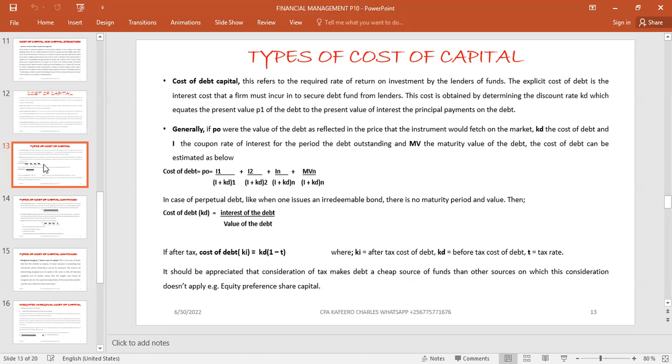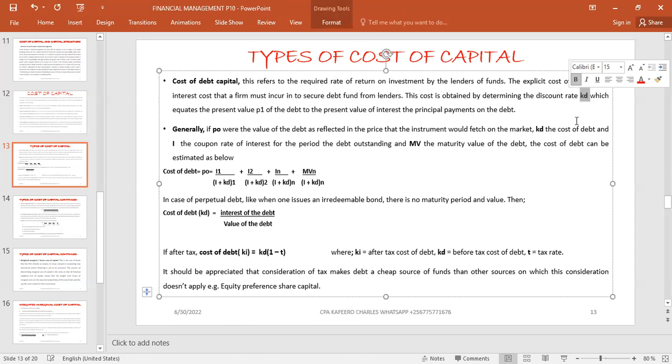So we are saying the explicit cost of debt is the interest cost that a firm must incur to secure a debt fund from lenders. That interest we are going to be paying, it's what they call the explicit cost. It is what we are going to be paying to them. To us, it is going to be an expense, but to them it will be an income. This cost is obtained by determining the discount rate, that's KD. This is in short, it is KD.